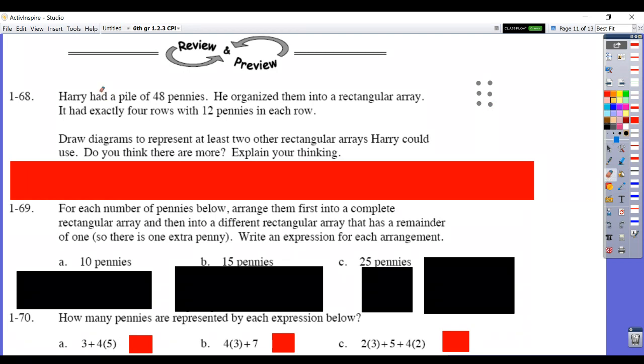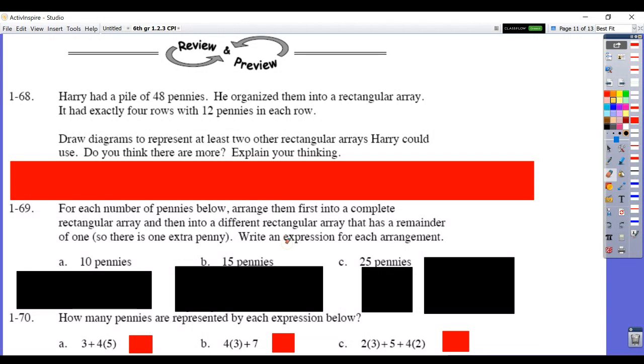So the idea is, can you do the same thing with 48 pennies, representing a rectangle other than the 4 rows of 12 pennies? They want at least 2 other ones, and then think about whether there are more than that.